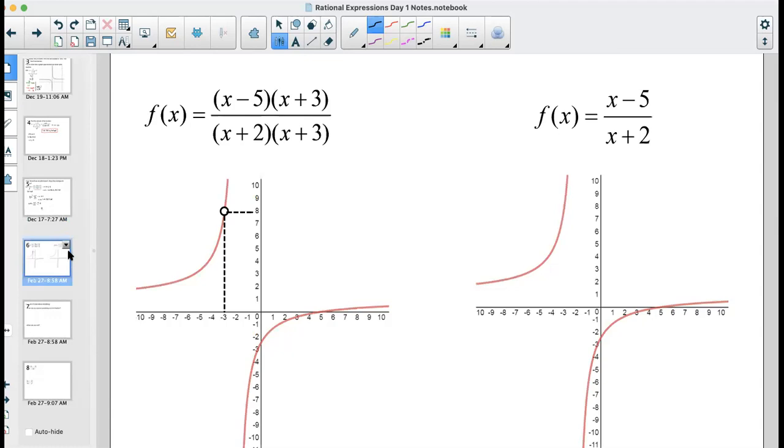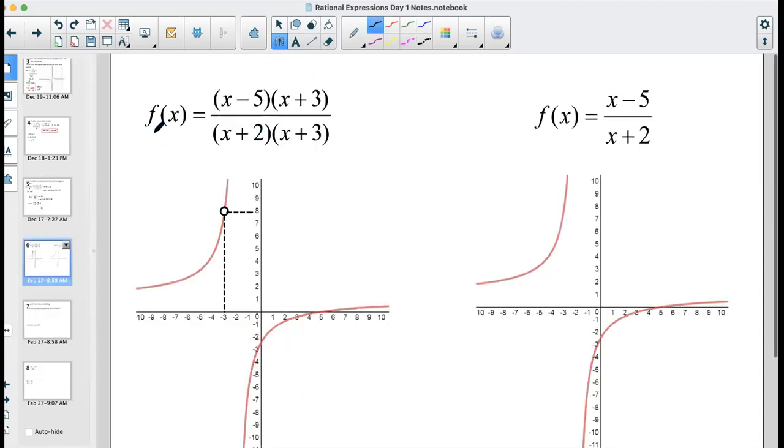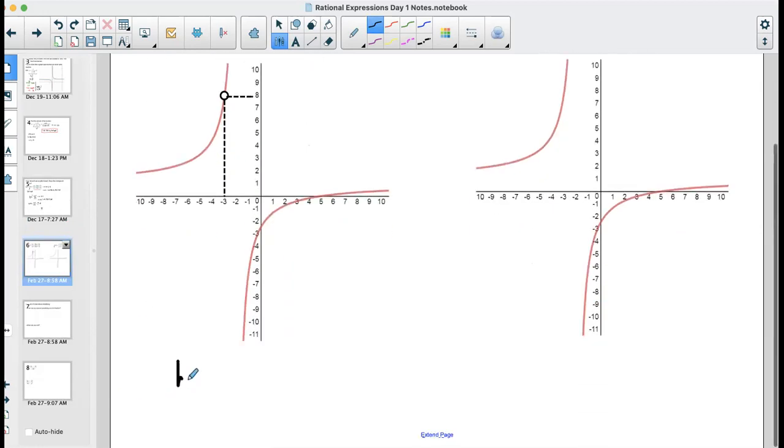Here's what that means. If I graphed the whole thing, the F1 that I called it up here, F1 of x, and this must be F2 of x. I get these two branches like I expected from a rational function, but there's a hole when x is -3. So you can't plug -3 into here. The way that's reflected in the graph is that there's an open circle. We call that a hole. Technically, it's called a removable discontinuity.